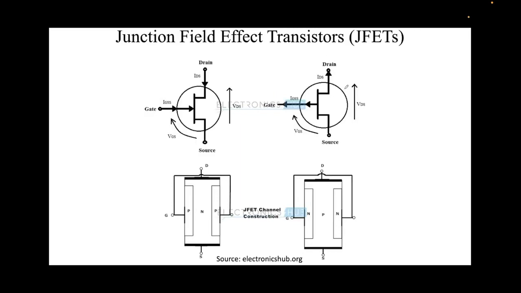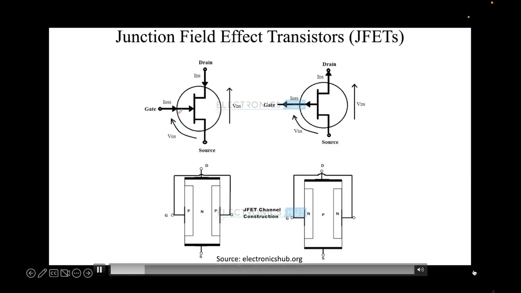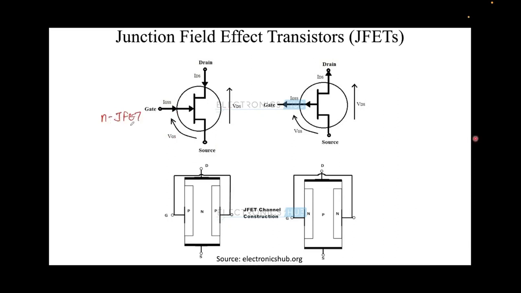Let's first try to understand what a junction field effect transistor is, also known in short as JFET. On the left hand side, you can see the symbol for the N-type JFET. Why n-type? Because the conduction here is due to electrons. And on the right hand side you can see the p-type JFET.